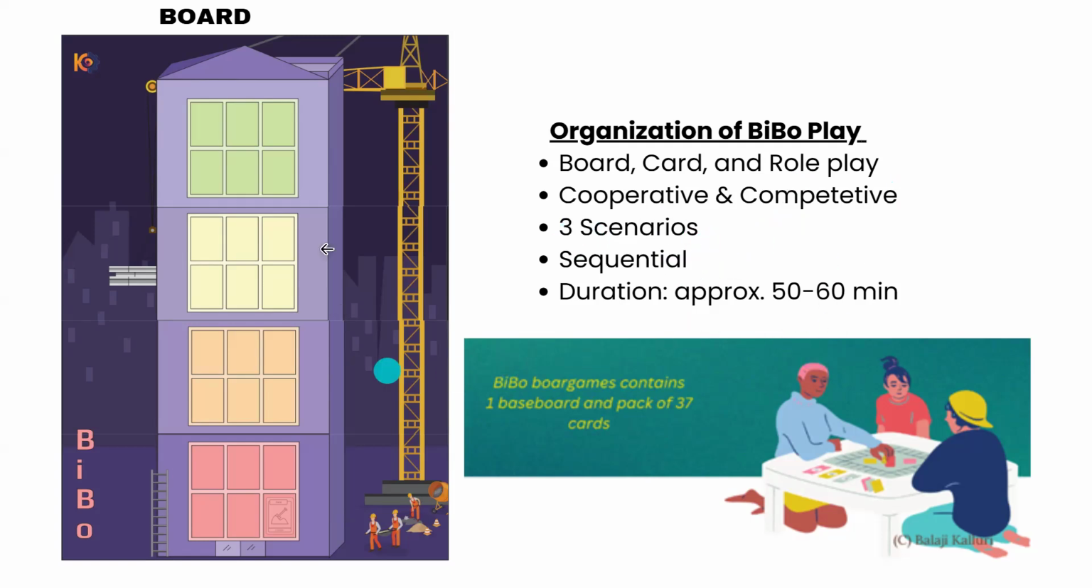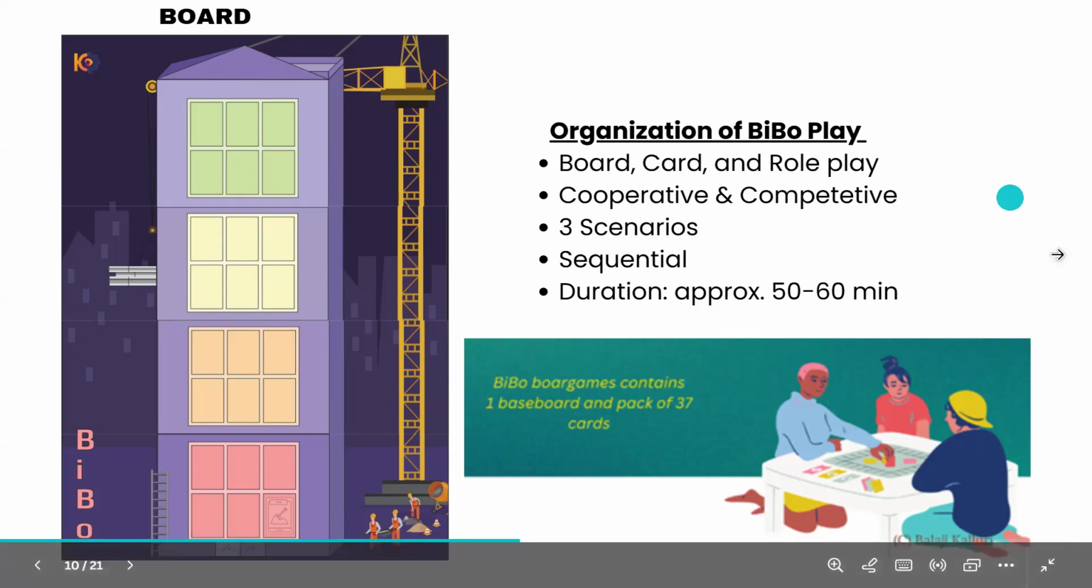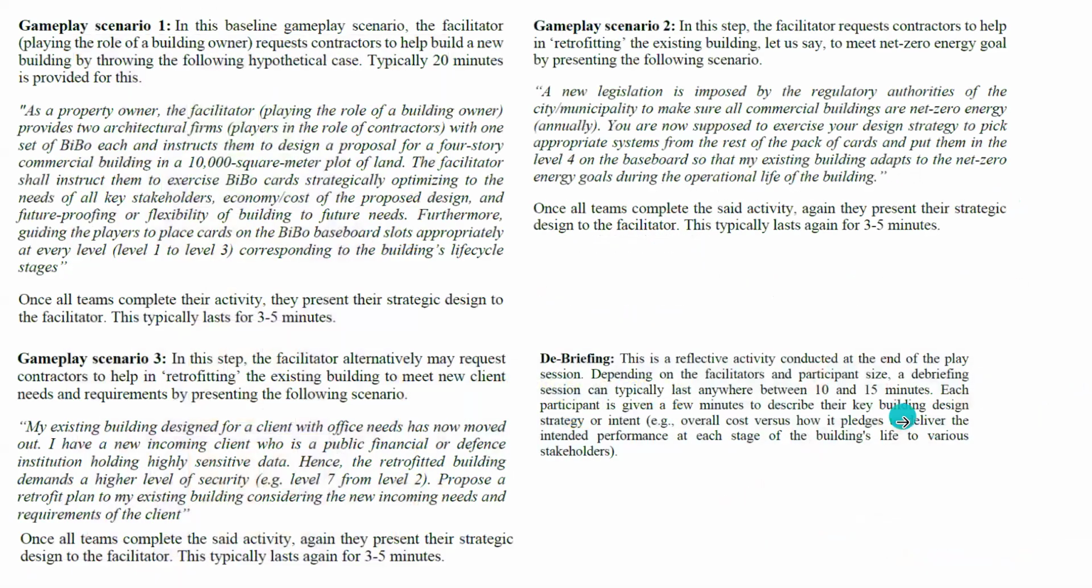And there are three scenarios. I will walk you through the scenarios that we have designed. Of course, these scenarios are played in sequence. Typically, the play or the activity takes about 50 to 60 minutes. So that is some detail about the play. And here are the scenarios. The first scenario is a baseline where you are supposed to use the cards within the team. And these games, unlike other games, require facilitation or guidance.